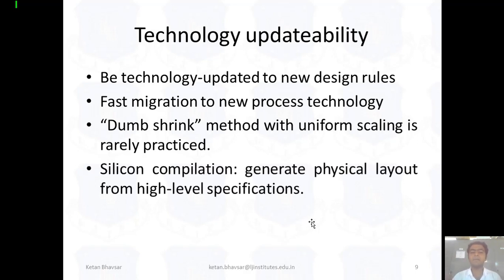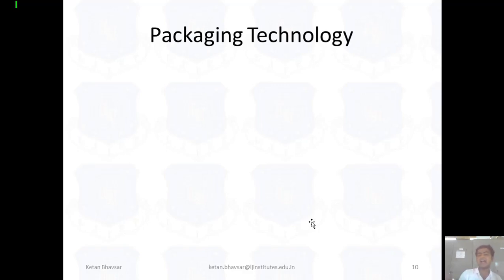Silicon compilation is the generation of the physical layout from high-level specifications. When we're talking about the completions, we have to check that the high-level specifications of the chip will fulfill your requirement. So I hope you are getting the idea about VLSI design quality. These are the four parameters: testability, yield and manufacturability, reliability, and technology updateability. Now we move on to the next topic.